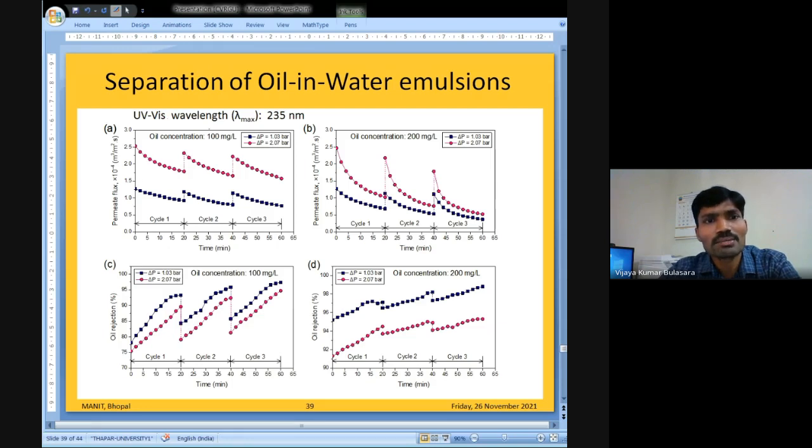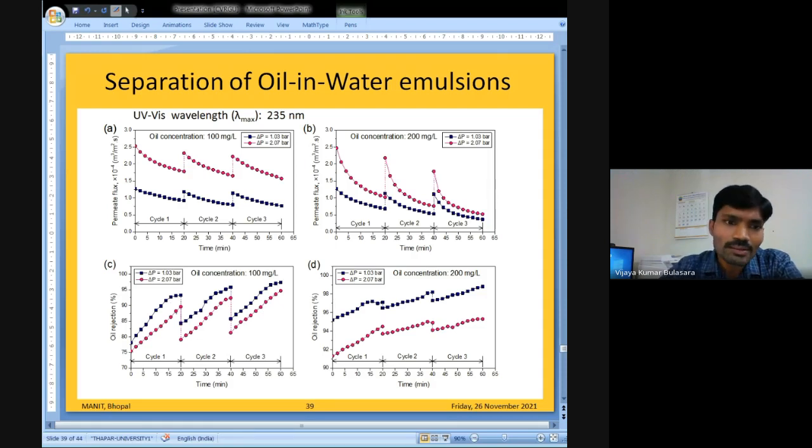At 100 mg per liter oil concentration, the removal is satisfactory, and at 200 mg per liter also. Low pressure is giving low flux, high pressure gives high flux, because pressure is the driving force for transport. So flux will obviously be higher, proportional to delta P, that is pressure. However, our interest is on rejection, that is separation efficiency. Rejection is high for low pressure, and less for high pressure.